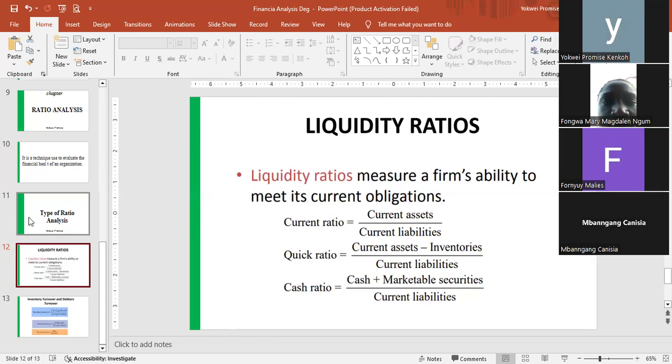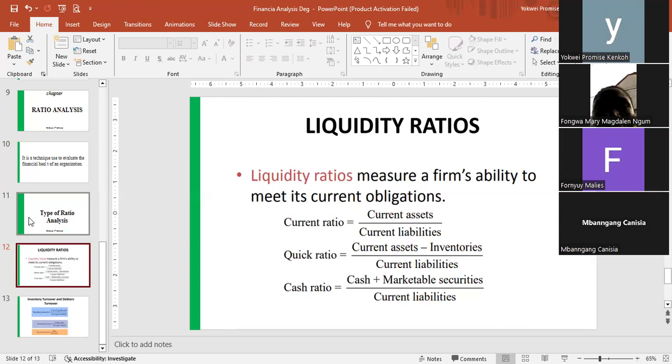So we talk about the employment of funds, which is the liability, which they are funding their asset side. The next type of ratio that we have is the quick ratio. So quick ratio is just similar to the current ratio, but the only difference here is that inventories is being deducted from the current asset.